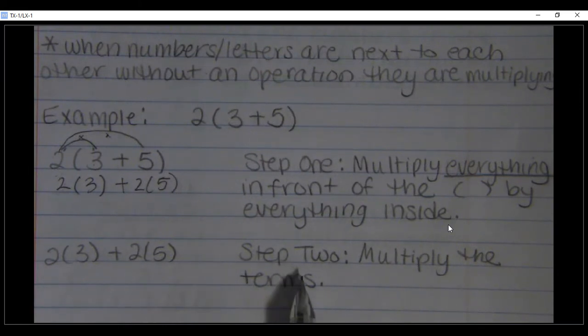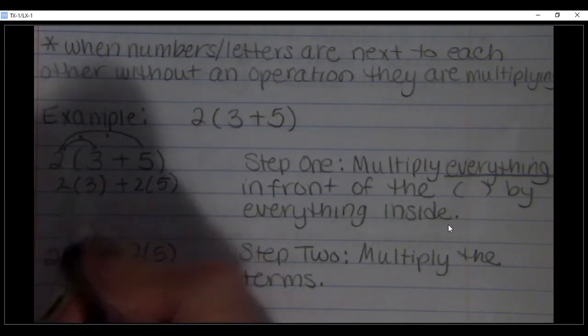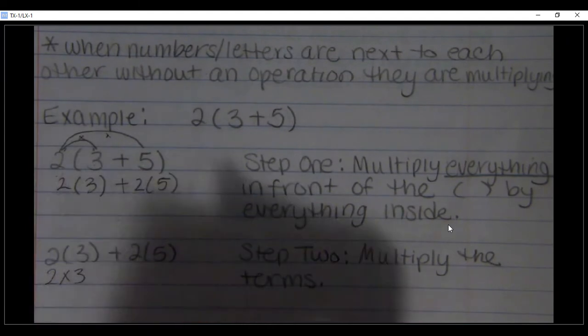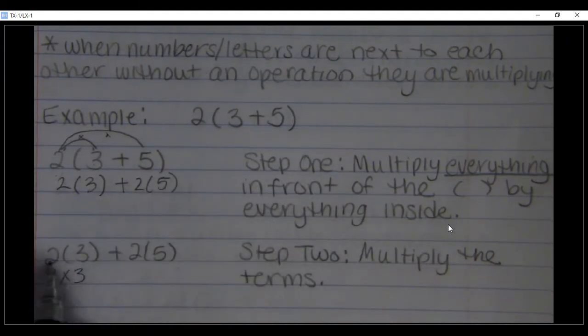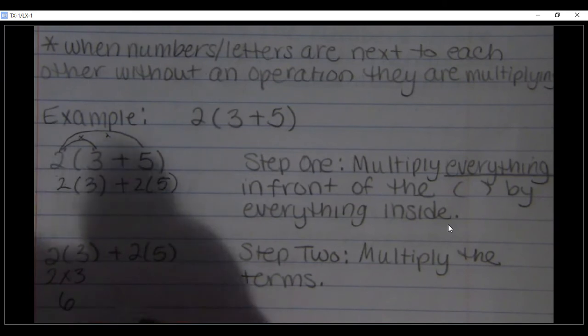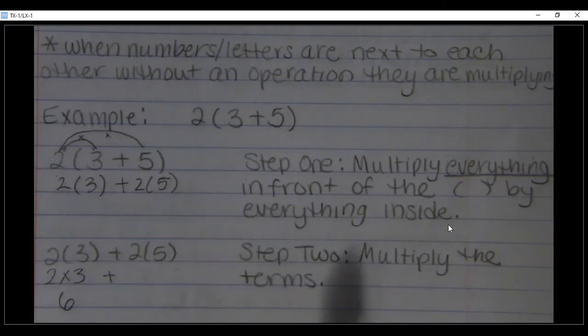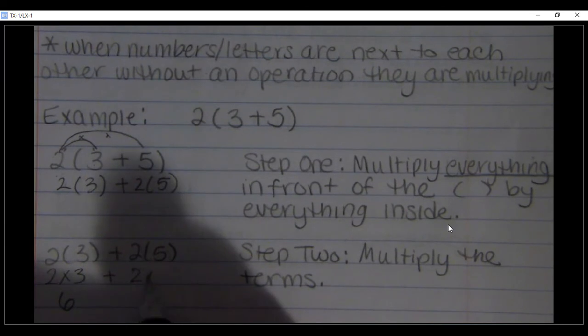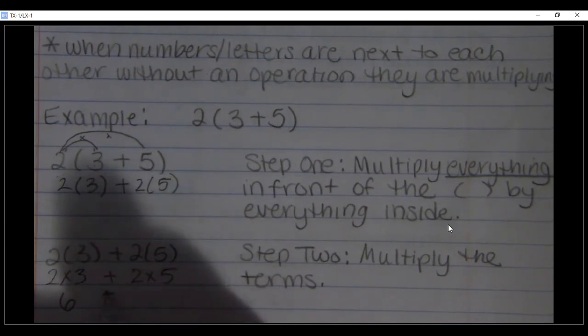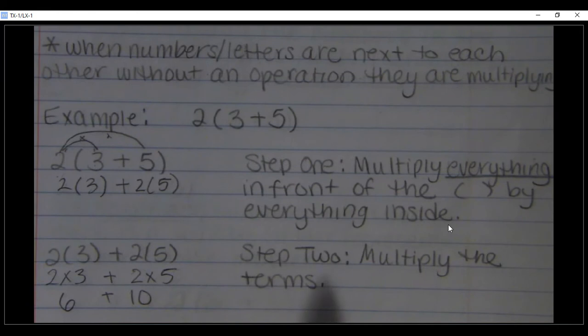Step 2 is to multiply the terms. So we ended with 2 times 3 plus 2 times 5. I'm going to take my 2 and 3 and multiply them together. Remember, if numbers are right next to each other, separated by parentheses, that means they're multiplying. And 2 times 3 is 6. Same thing with the 2 and the 5. This means 2 times 5. Multiply them together, and I get 10. So I am left with 6 plus 10.